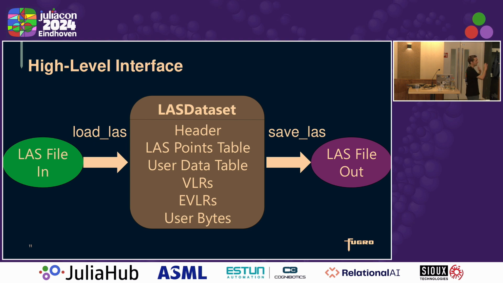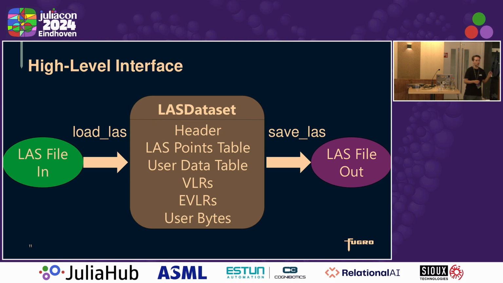So the basic flow looks like this. The main function that you want when you're reading is loadLAS, and that takes in some LAS file, and it spits out this LAS dataset, which is like the main struct this package exports. You can see it's got all the information relating to the LAS file structure, with a little bit of extra stuff.